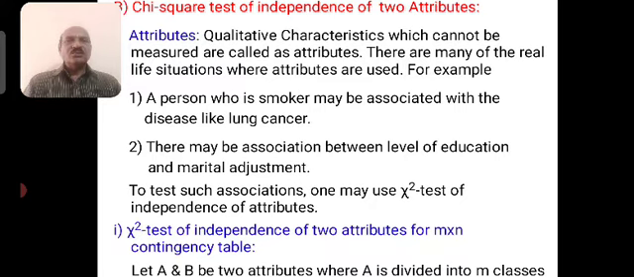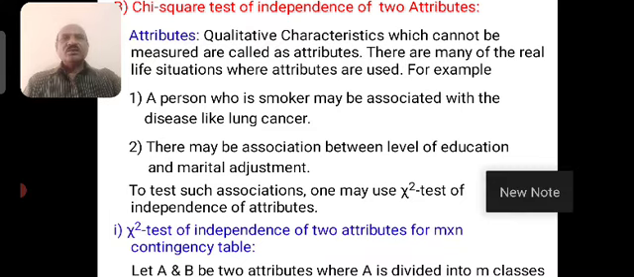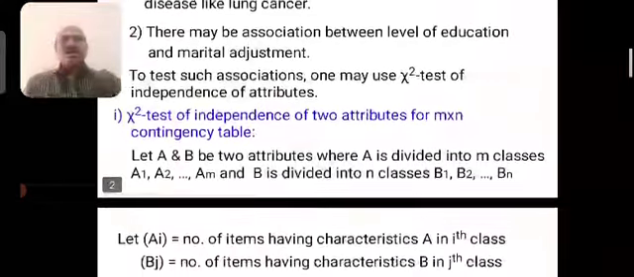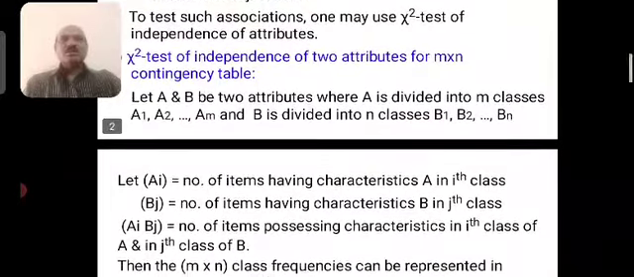The second example is that there may be association between level of education and marital adjustment. These are the two attributes, education level and adjustment in married life. Is there any association, or are they independent? That can be tested with the help of the chi-square test of independence of attributes. First we will go for the chi-square test for m by n contingency table.